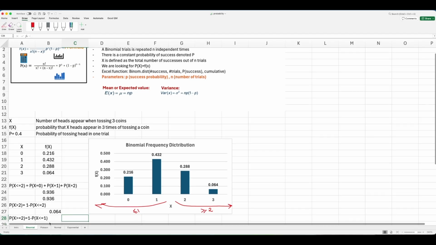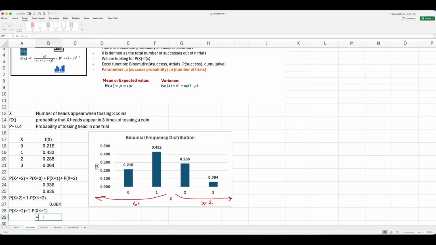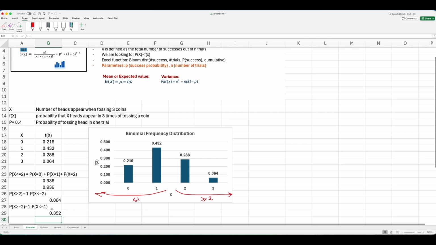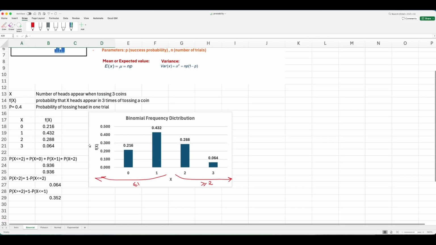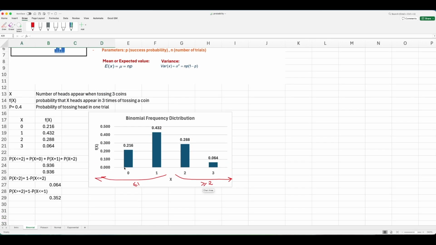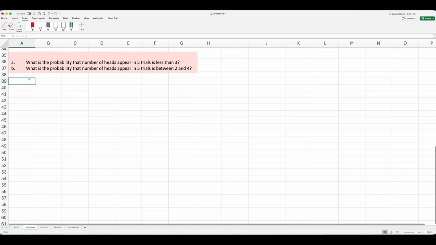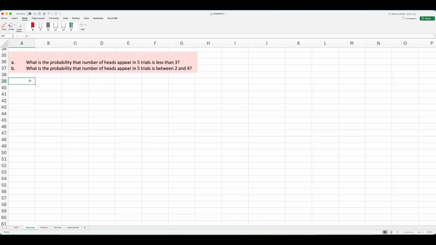So now I can calculate this. Equals 1 minus binomial.dist 1 out of 3 with the probability of 40%, and again true, because again I'm looking at the range assigned to x, not exactly one value assigned to x. That's true, equal to 35.2. This is the base of the binomial distribution in Excel. You can basically answer any type of binomial distribution.